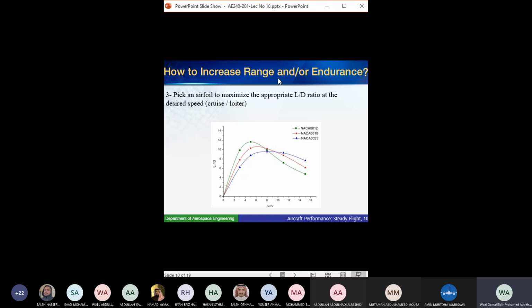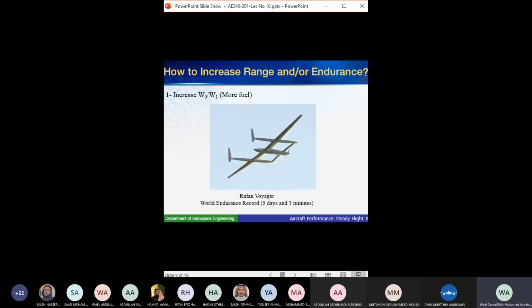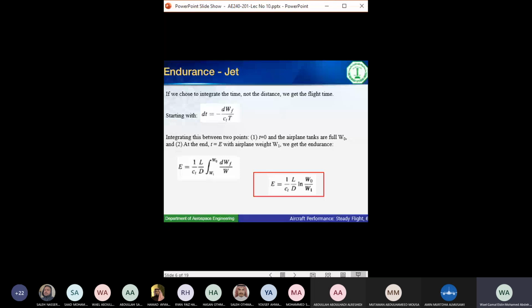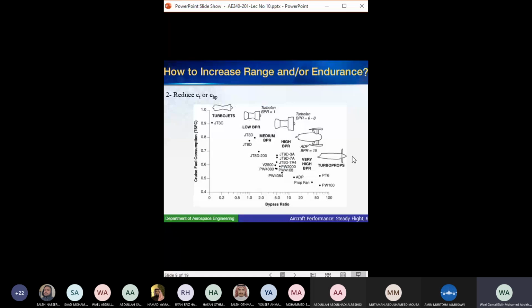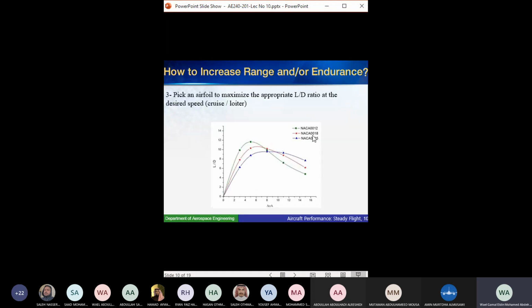Okay, so now we'll start to relate the performance. Performance is simply the equations that we have in here with the design. What should we do? Use more fuel tanks, lower C engine, and pick the airfoil, the minimum of L over D.